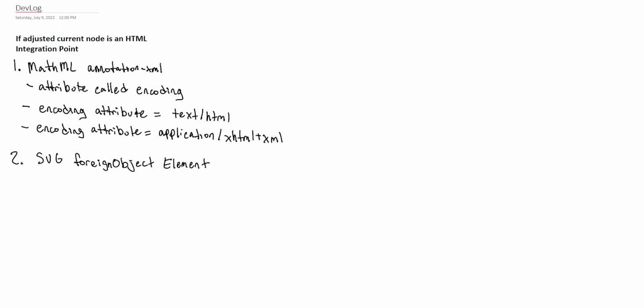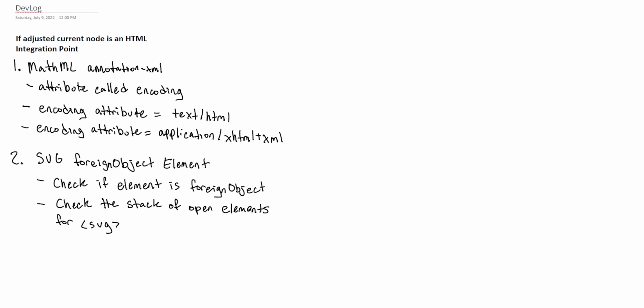So again, it's going to be wrapped inside of an SVG tag, just like the MathML is going to be wrapped inside of a math tag. So this is going to make it pretty easy for us to figure out. All we have to do for this one is first check to see if the element is a foreign object, which should be pretty simple. Then of course, we just need to check the stack of open elements for SVG, and that will make sure that it is a foreign object element of the SVG type.